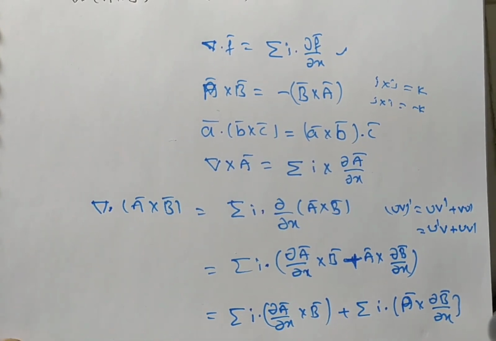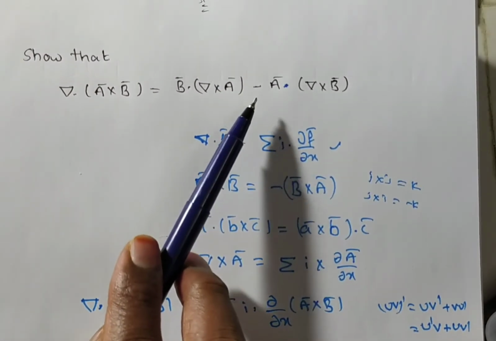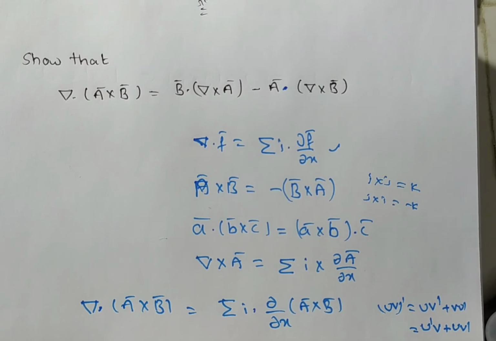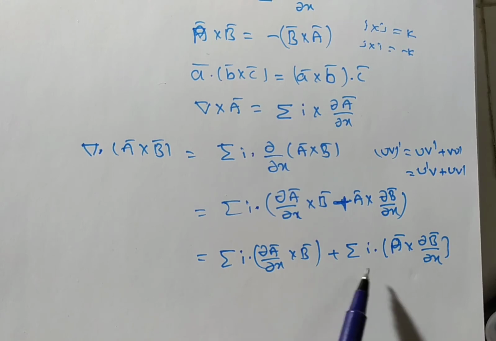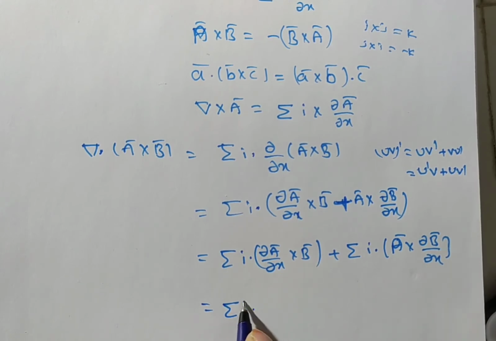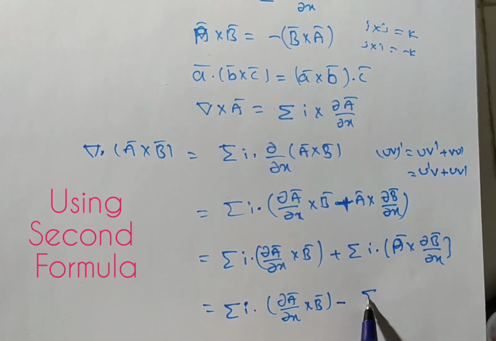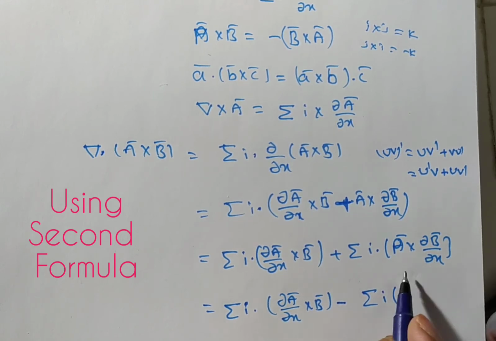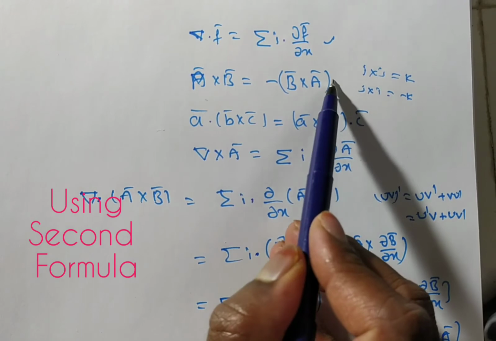So which one do you have to take in these two? In the first one we have a bar, and in the result we need a negative a bar, so you have to take this or this. By observation, you can say that for the second term we can apply the second formula. For this term, summation i dot, the first as it is, dou a bar by dou x, because we have to prove the first one as it is in the problem also. Negative sign of summation, now I am changing the vectors, so I can write dou b bar by dou x cross a bar. Which formula did I use here? The second formula.